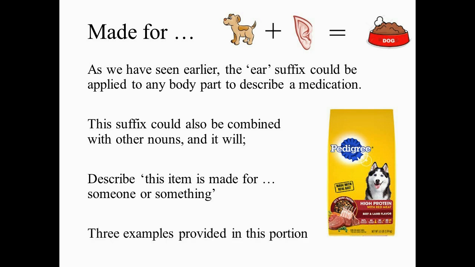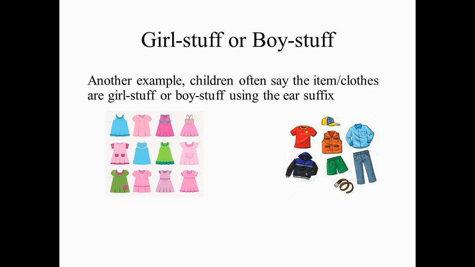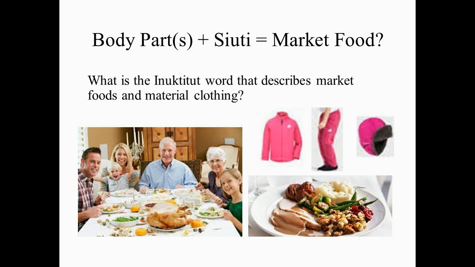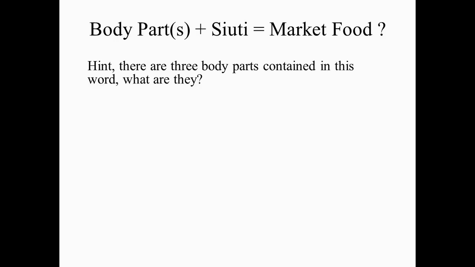For example, dog food is the sum of dog and ear. Another example, children often say the items are for girl stuff or boy stuff using the ear suffix. Girl plus ear equals girls' items. Boy plus ear equals boys' items. What body parts do you add with the ear to come up with market food? Hint, there are three body parts contained in the word.